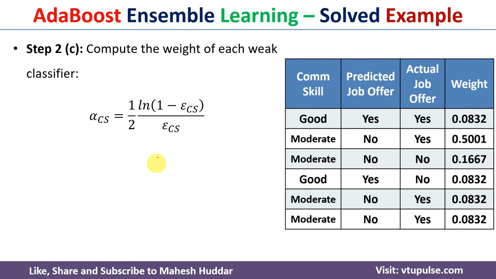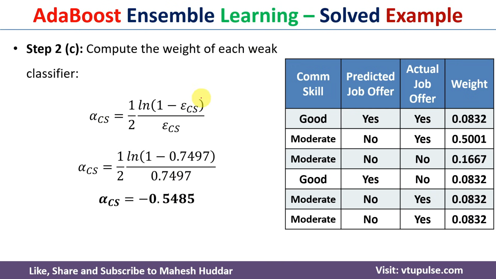Now the next step is to calculate the weight for each weak classifier. Again, we have to use the same equation here. If I put the value of a weighted error in this equation, I will be getting the weight for weak classifier as minus 0.5485 in this case.